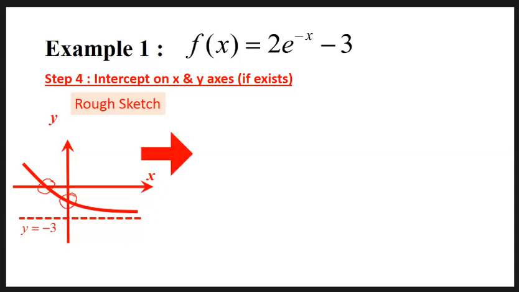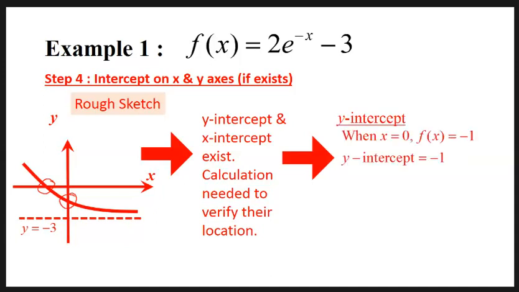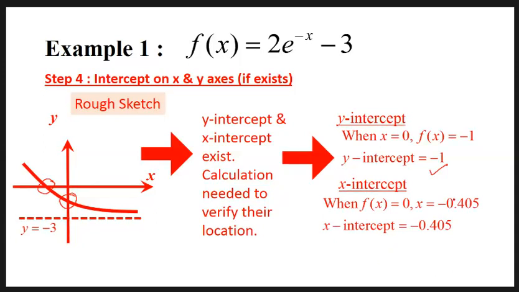Therefore, now we continue. We find our y and x intercepts exist, so calculations are needed to verify their locations. For the y-intercept, we take x equals 0. We find that f(x) = -1, which is the y-intercept. On the other hand, to calculate the x-intercept, I take the function f(x) equal to 0, and by the result from the calculator, I solve and get -0.405, correct to 3 decimal places, as the x-intercept.